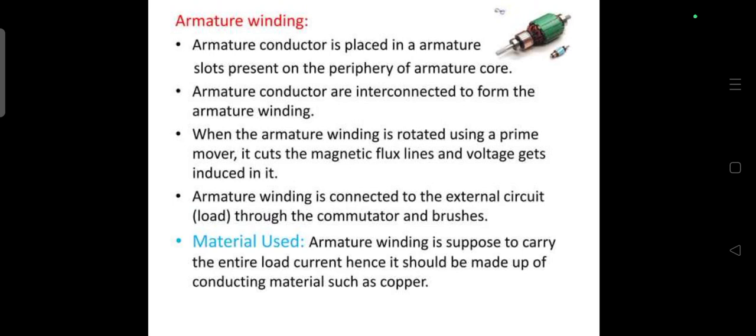The armature winding is connected to the external circuit through the commutator and the brushes. The external circuit means the load. Most of the loads are bulbs, fans, then motors. These are the loads. The material used to make the armature winding is copper, because it is a good conductor material.